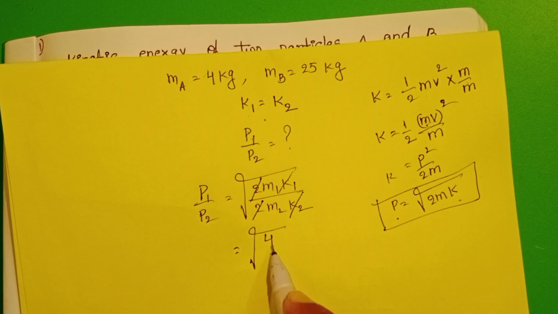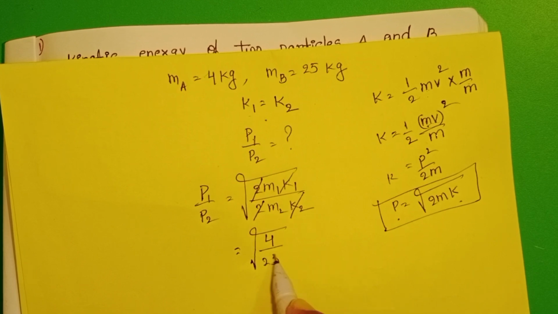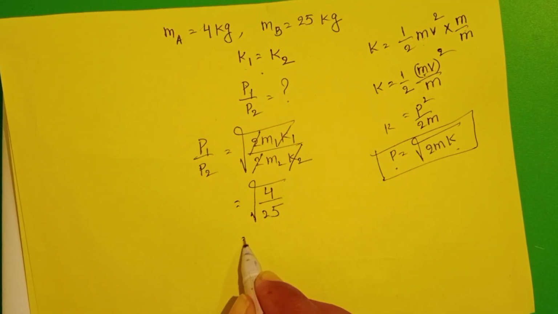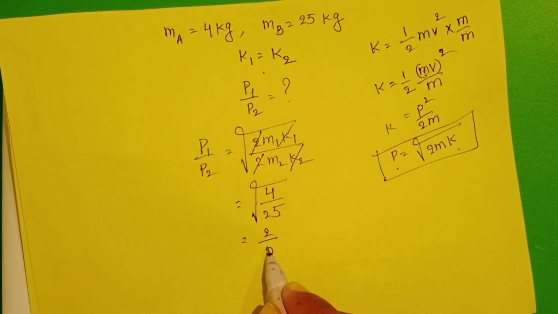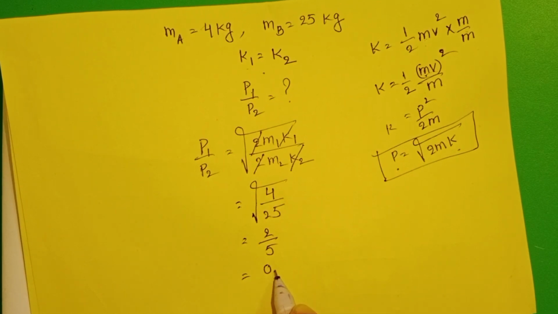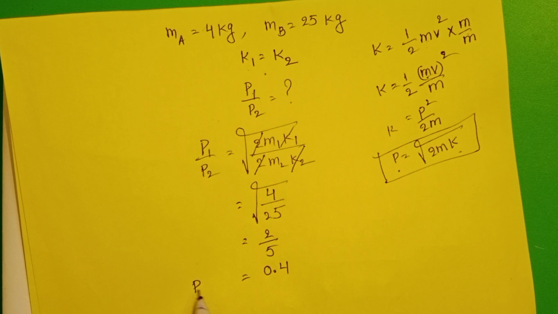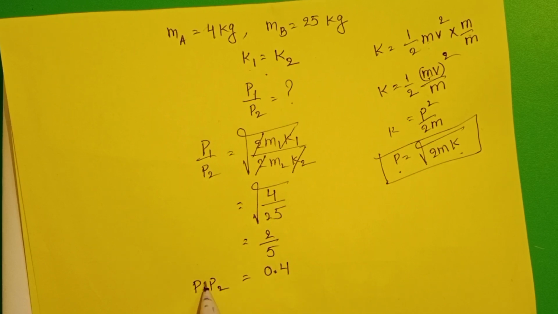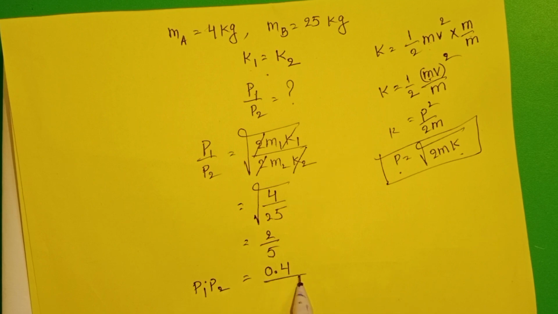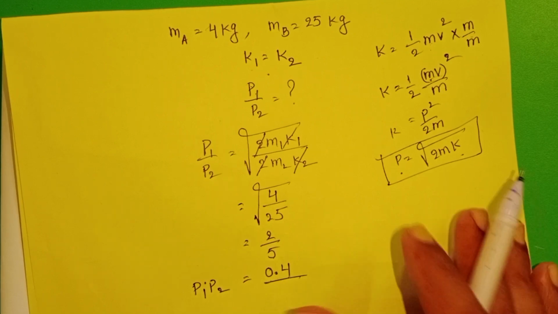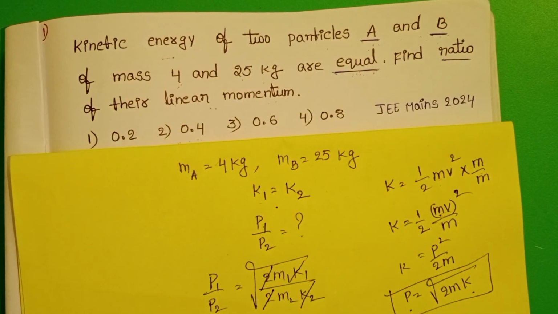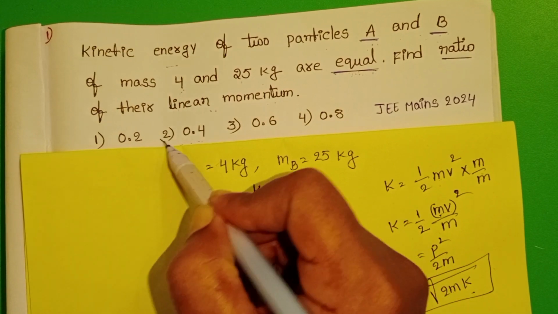Mass of the first particle 4 kg, second particle 25 kg. Write out of the square root: 2 by 5. 2 by 5 is equal to 0.4. The ratio of the linear momentum is 2:5. In decimal form, 0.4. Check the given options. Second option is correct.